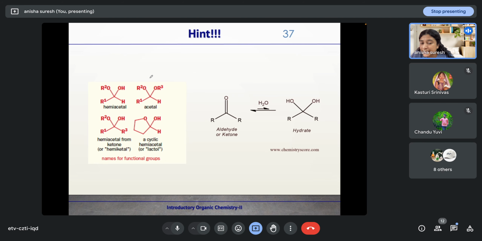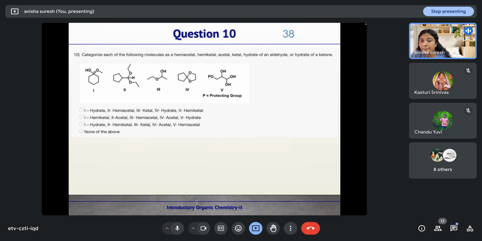As we have seen in the last lecture, when we have an aldehyde and an alcohol is added to that aldehyde, it will lead to formation of a hemiacetal. When this OH is replaced by OR, it will lead to formation of an acetal. In place of an aldehyde, if we have a ketone, it is known as a hemiacetal from ketone, or we can call it a hemiketal. And a cyclic hemiacetal is known as a lactol. When this OH is replaced by OR, it is known as a ketal instead of an acetal. And when water is added to an aldehyde or ketone, it leads to formation of a hydrate. Clear?